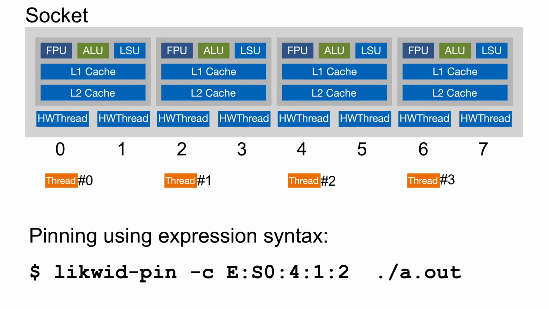If you want to use just the physical cores, so only the first hardware thread on each core, you have to provide a chunk size and stride. So in this example, the chunk size is 1, and then the stride, so the distance between two threads, is 2.